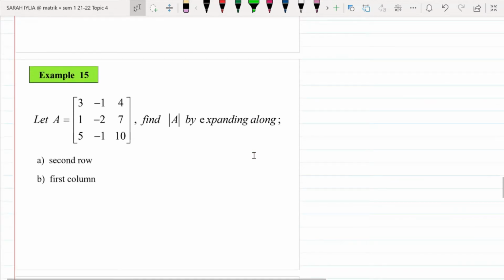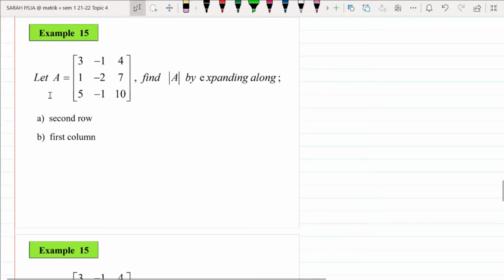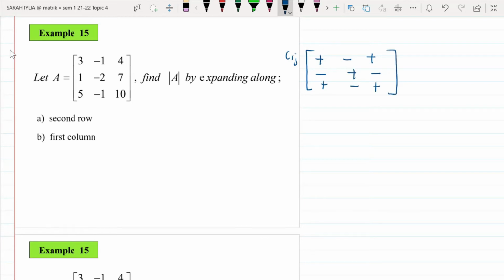Kita practice example 15. So, we have to find determinant of A by expanding along. First one, we have to try for second row. Second one, kita kena try untuk first column. So, these two things, jawapan dia confirm sama. Kita start dengan second row dulu. Okay, so before kita mula, saya lukis dulu sign untuk cofactor matrix. So kalau saya ada cofactor matrix tadi, sign kita plus, minus, plus, minus, plus, minus, last one plus, minus, plus juga. Okay, ini sign kita.